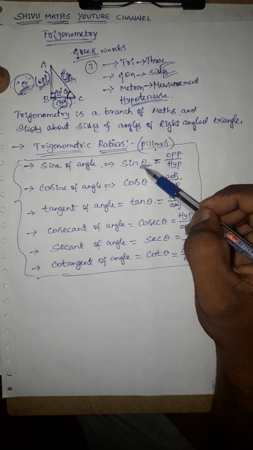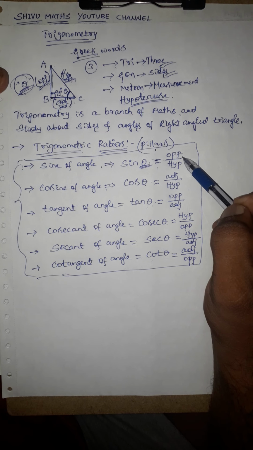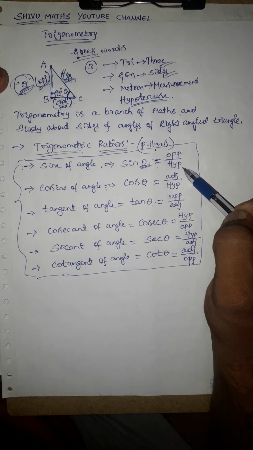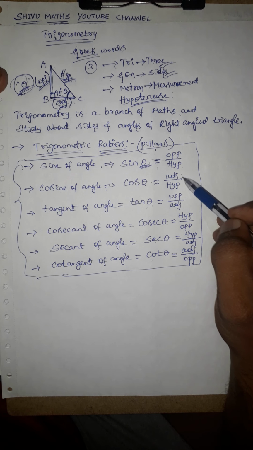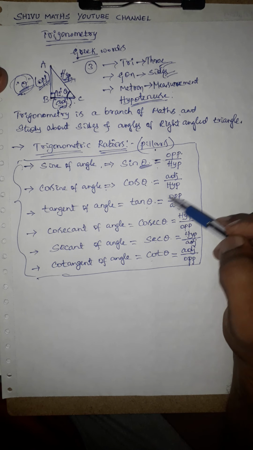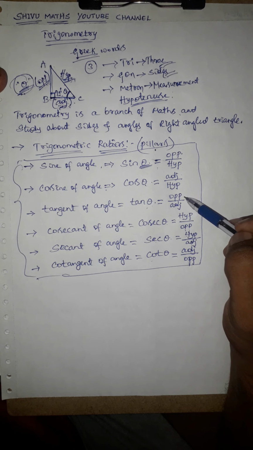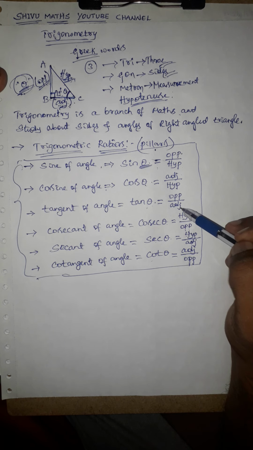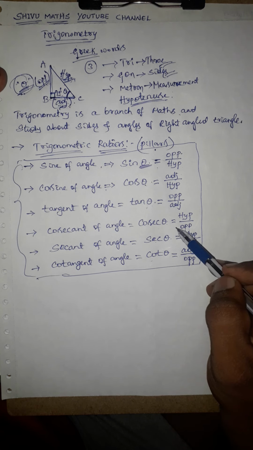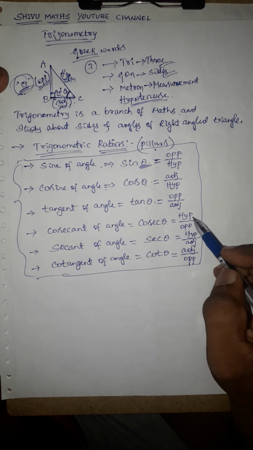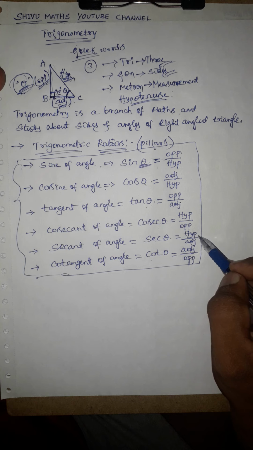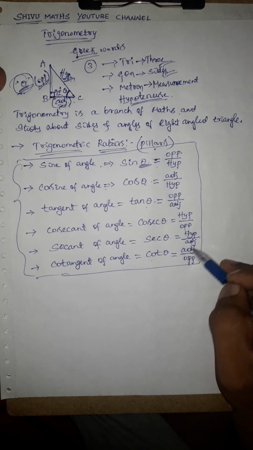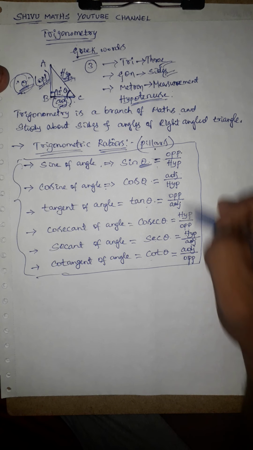One is sine theta, it is a ratio of opposite side to the hypotenuse. Cos theta is equal to adjacent side divided by hypotenuse side. Tan theta is equal to opposite side divided by adjacent side. Cosecant theta is equal to hypotenuse side divided by opposite side. Secant theta is hypotenuse side divided by adjacent side. Cot theta is equal to adjacent divided by opposite side. So these are the ratios.